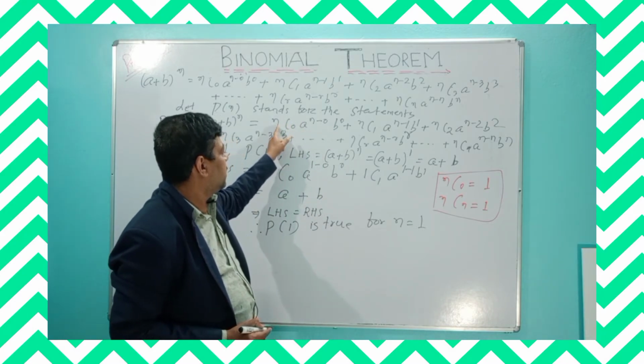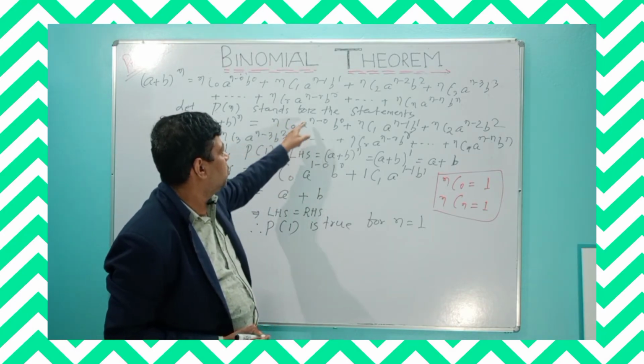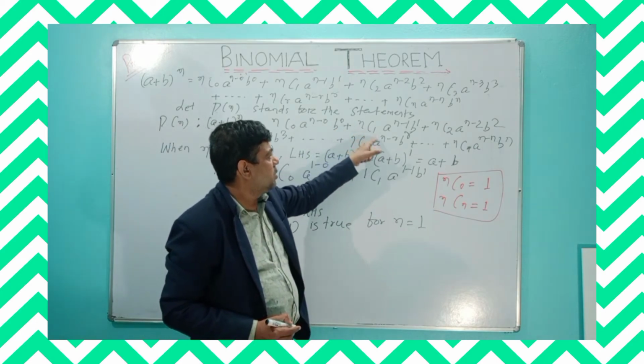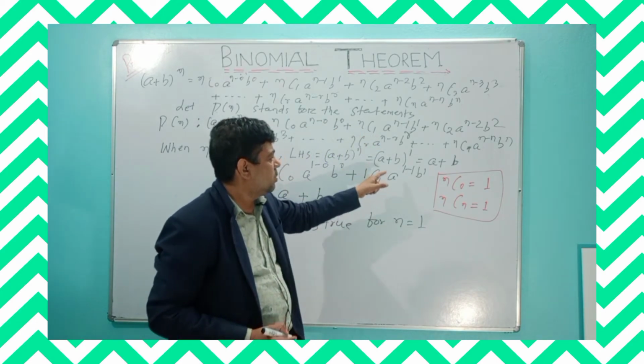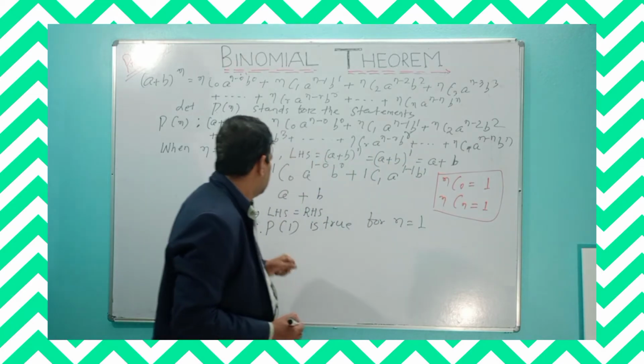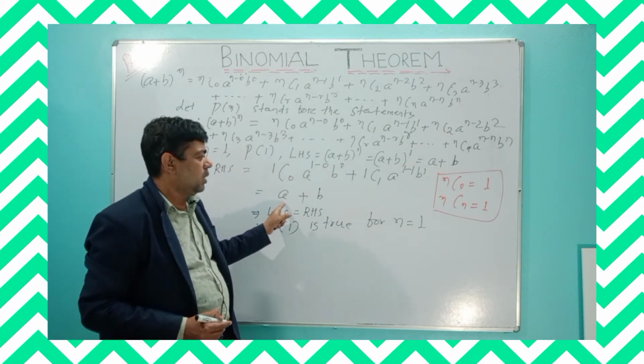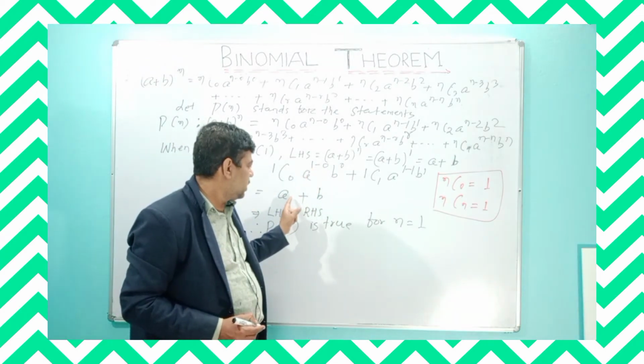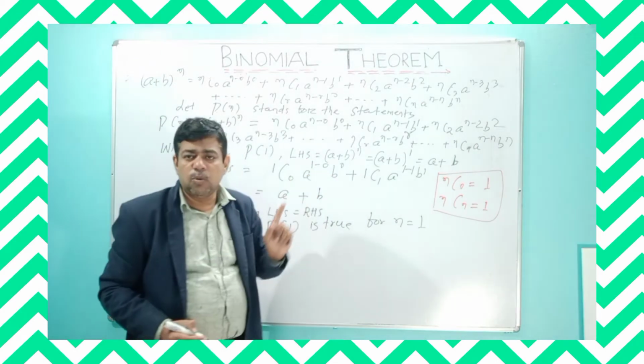In place of n we can write 1: 1C1, a to the power 1 minus 0, b to the power 0, plus NC1, which means 1C1, a to the power 1 minus 1, b to the power 1. And the 1C1 value is 1. And a to the power 1 minus 0 is a to the power 1, which is a. And b to the power 0 value is 1.